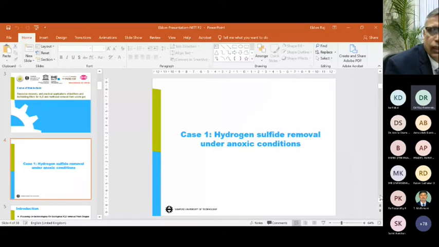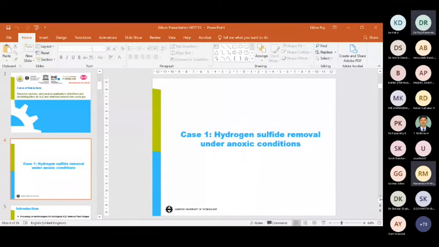The first case study that I want to show you is the removal of hydrogen sulfide under anoxic conditions. Now, we were talking a lot about resource recovery. We spoke about byproduct recovery. We talked about how we can convert waste gas into different compounds.